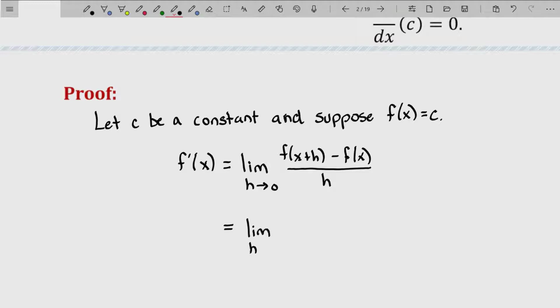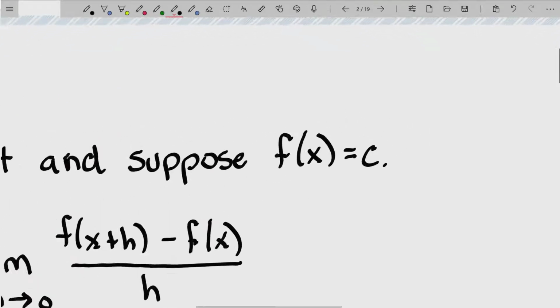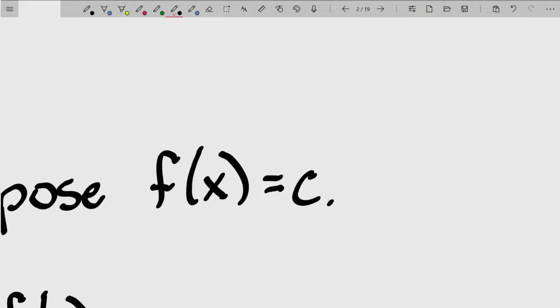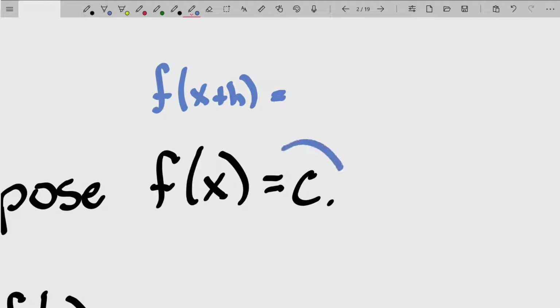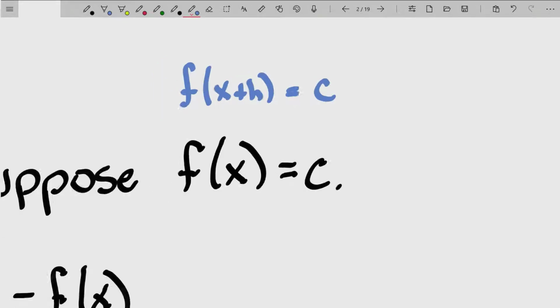This is the limit as h goes to 0. Let's figure out what f, our function, is when we plug in x plus h. Well, here's our function right here. If you were to plug in x plus h, there's no x to plug in on the other side of the equal sign. So the other side of the equal sign is still just c. So whether you're looking at f of x or f of x plus h or f of y plus z, that function is always just going to be the constant c.